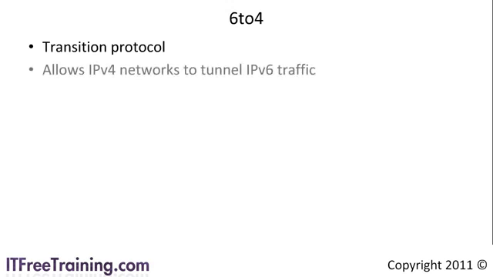6to4 is designed as a transition protocol to help the adoption of IP version 6. It was not developed to be a long-term solution. 6to4 allows existing IP version 4 networks to be used to tunnel IP version 6 traffic.